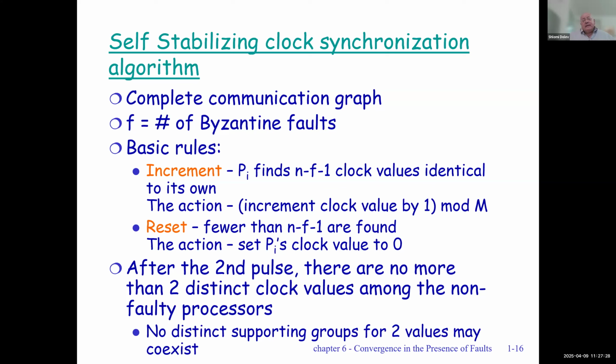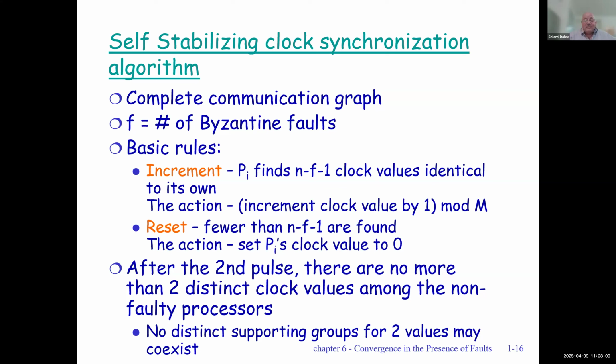But to make our life simpler, let's have an observation that says that in these two rules, there cannot be two distinct clock values that are incremented simultaneously. And this is a nice observation, because if there cannot be two that are incremented simultaneously, then after one pulse, we have at most one non-zero clock value, and the rest are 0.